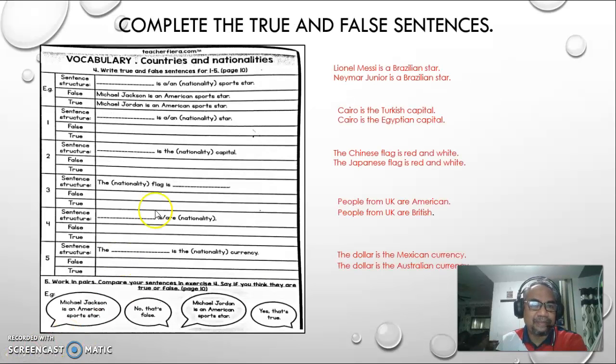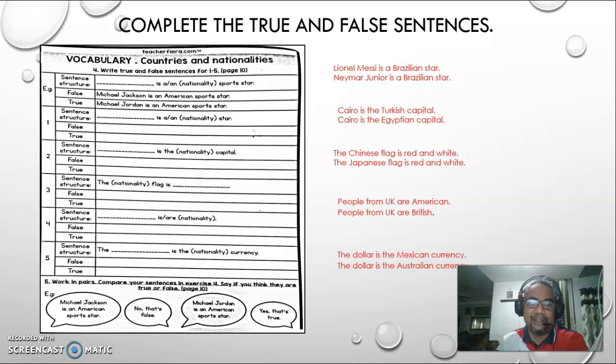Okay, next, complete the true and false sentences. The false sentence: Michael Jackson is an American sports star. If you remember, Michael Jackson is an American superstar.